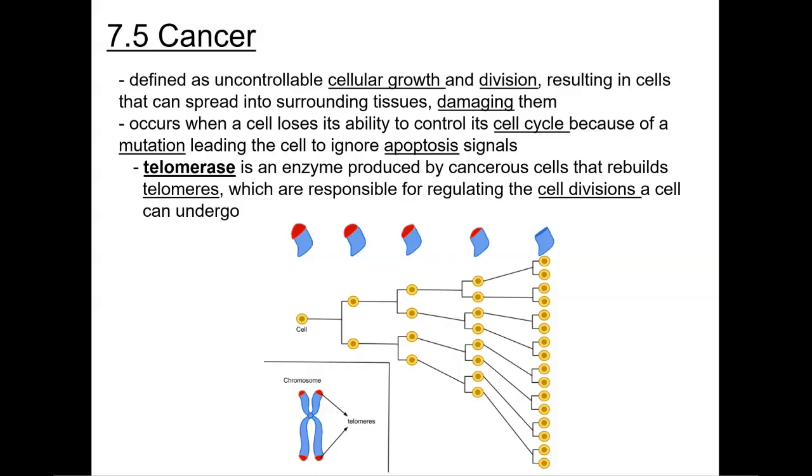The telomerase is going to be the enzyme that's produced by cancerous cells that keeps rebuilding their telomeres, that tells them, hey, you need to self-destruct, you need to go through apoptosis. That's what's responsible for regulating cell division.